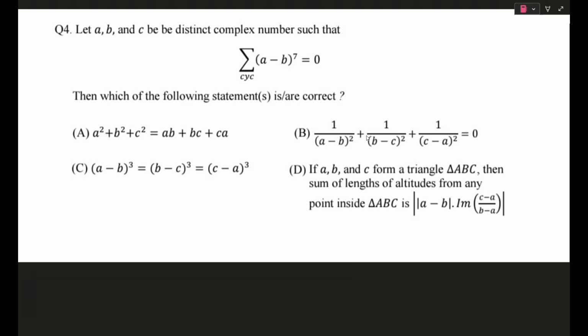Because you can see there are four options and there are four different questions. So option number D is really interesting, and this question will be a good experience for you because option number D is really difficult to solve.